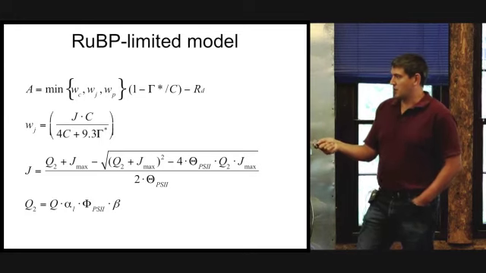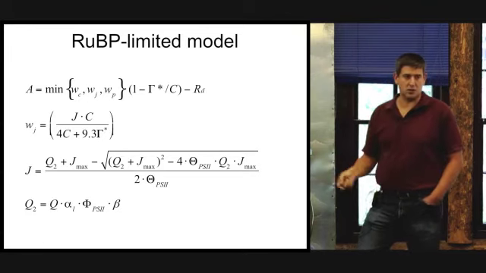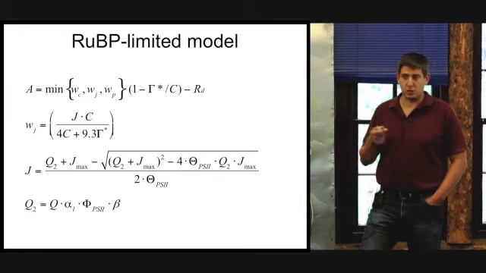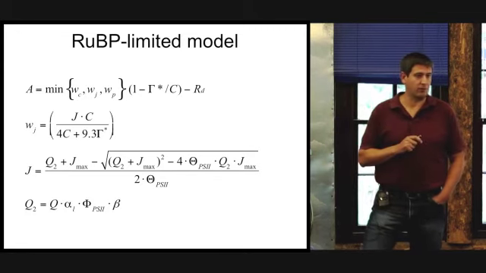J is this quadratic equation here, and Q2, just again, so that the equation doesn't get out of hand, we just simplify that down here. So that's how we model RuBP limited photosynthesis.